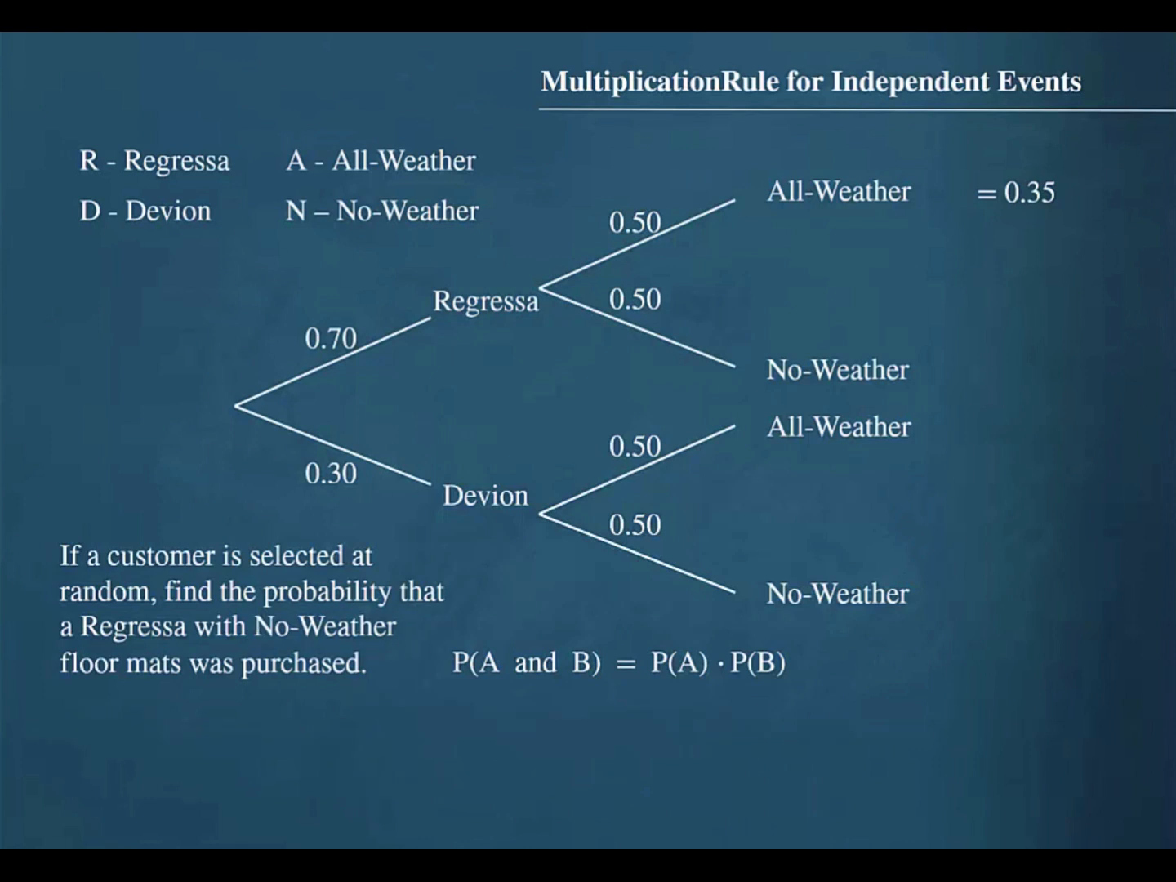Now, let's find the probability that a randomly selected customer would purchase a Regressa with no-weather mats. In probability notation, we have the probability that both events R and N would occur equal to the probability that event R would occur times the probability that event N would occur. This would then be 0.7 times 0.5 equal to, again, 0.35. So the next branch down would also have a probability of 0.35.